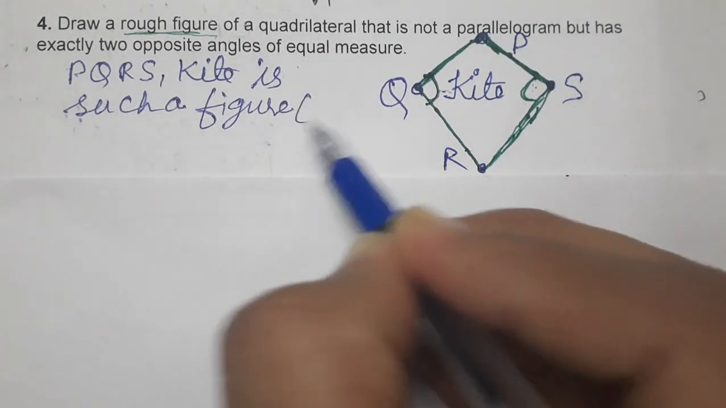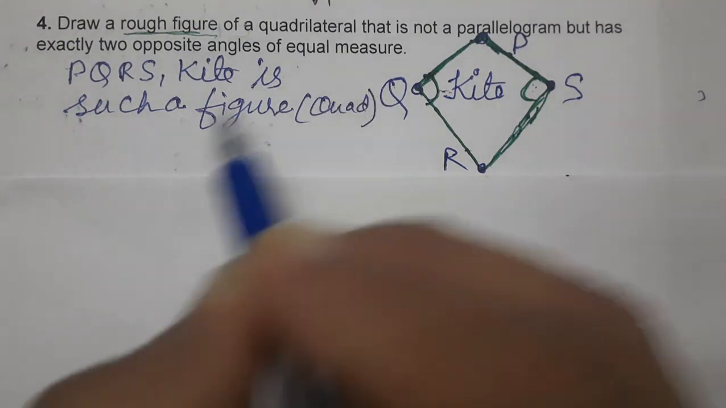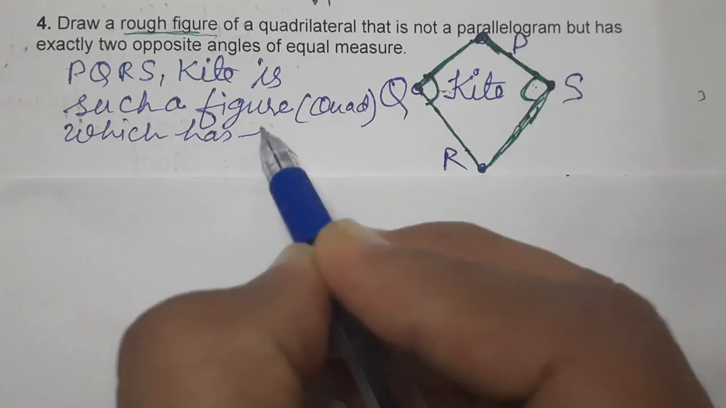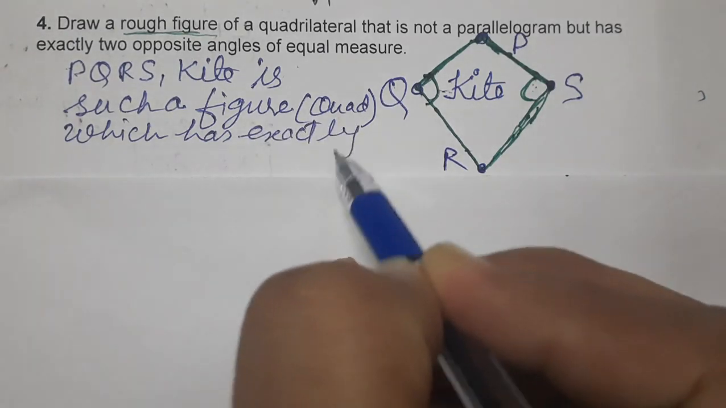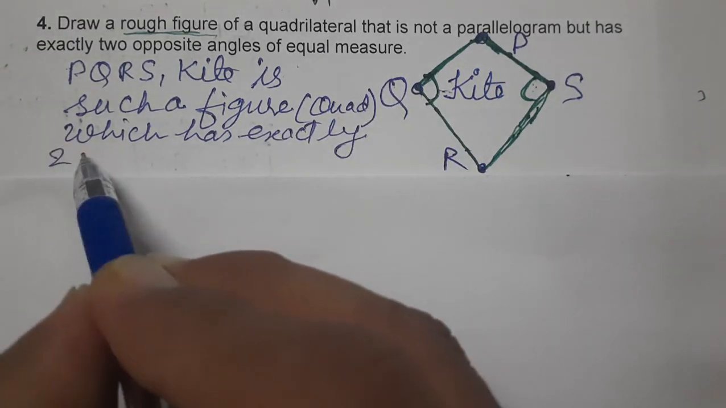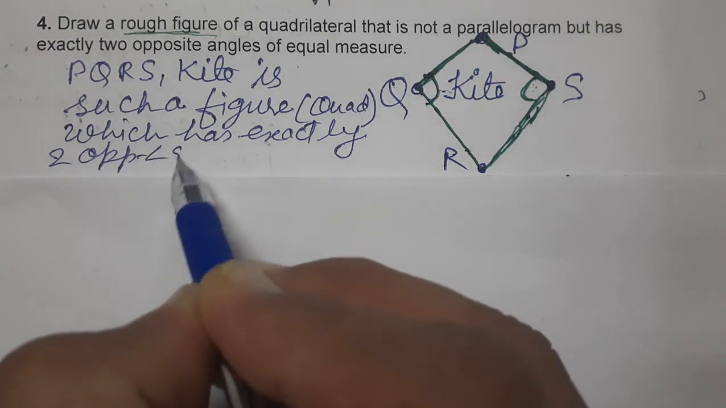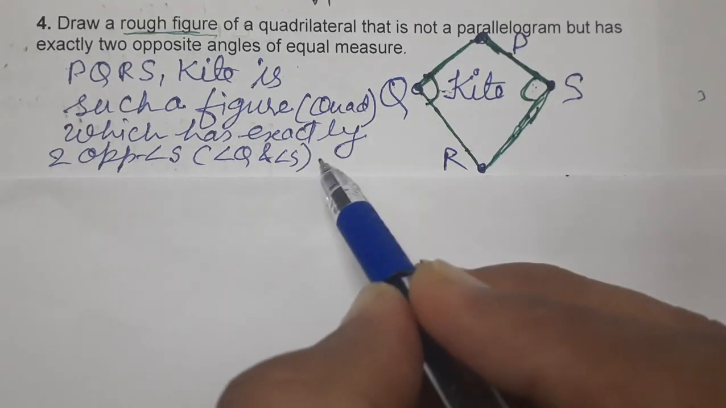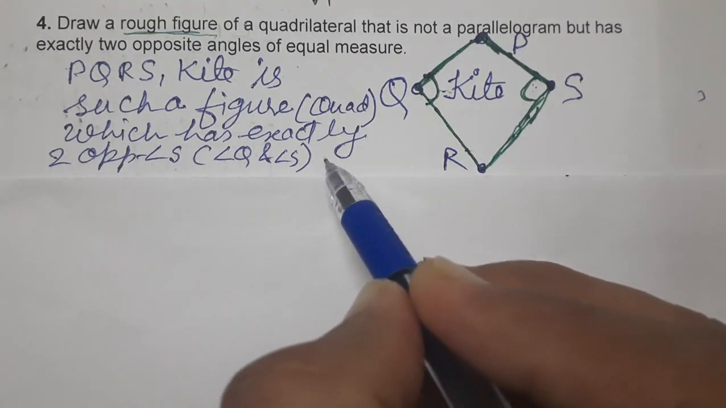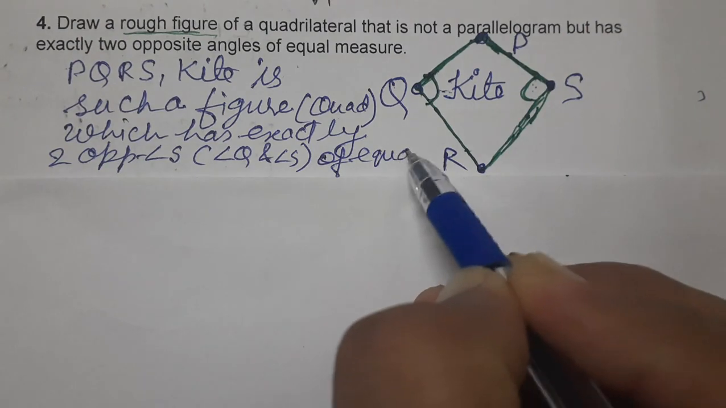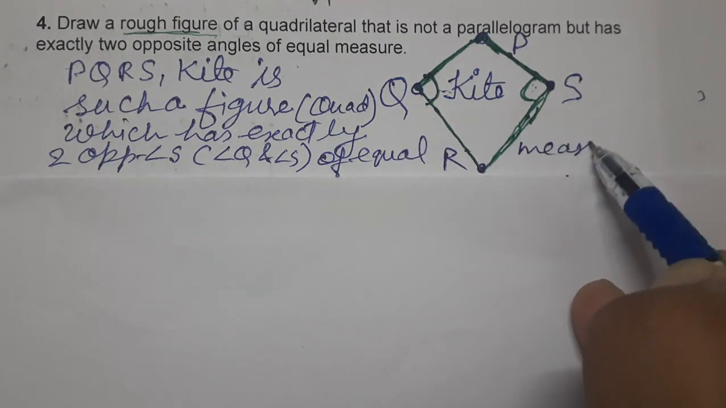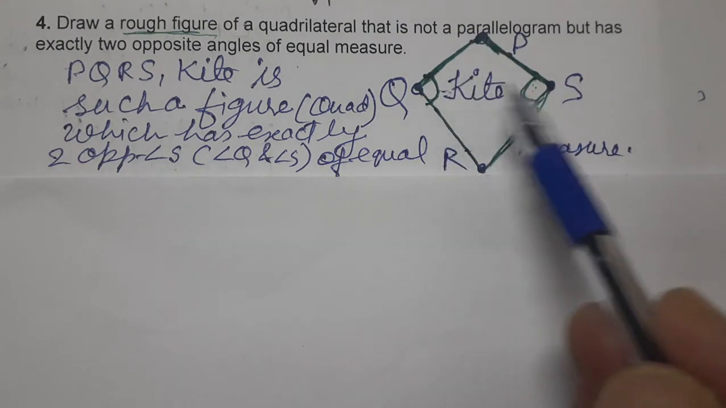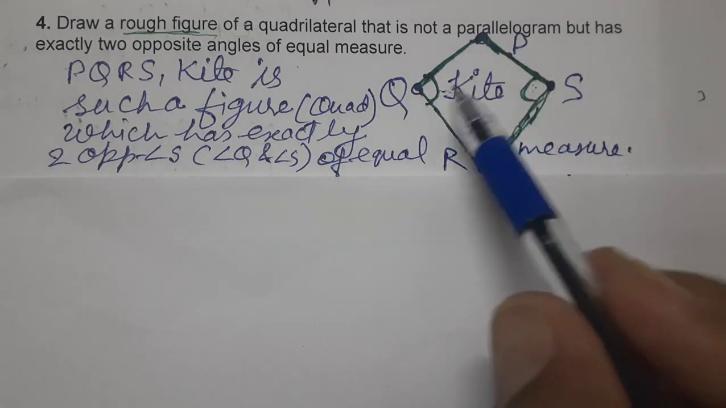or quadrilateral, which has exactly two opposite angles. Which are they? Angle Q and angle S. Two opposite angles of equal measure. Clear, children? So these two angles are equal. Angle Q and angle S are equal. So this is a kite.